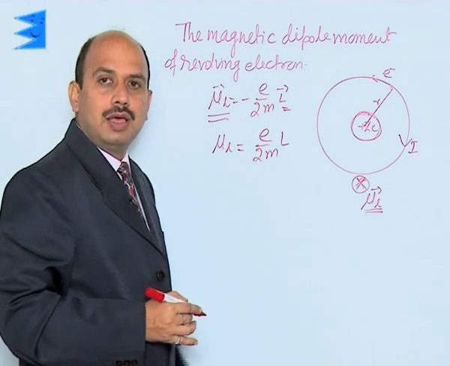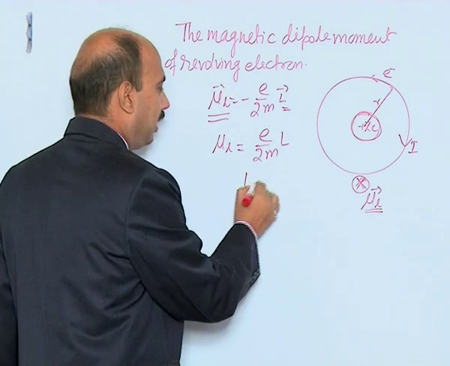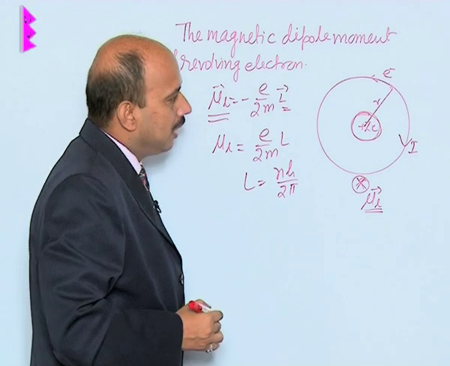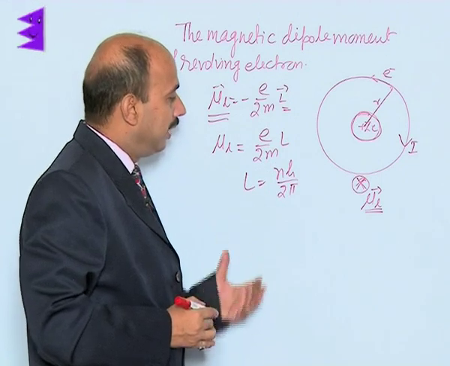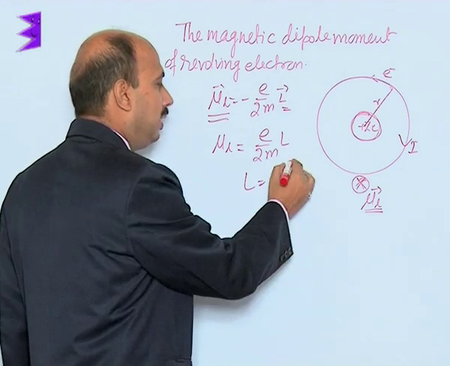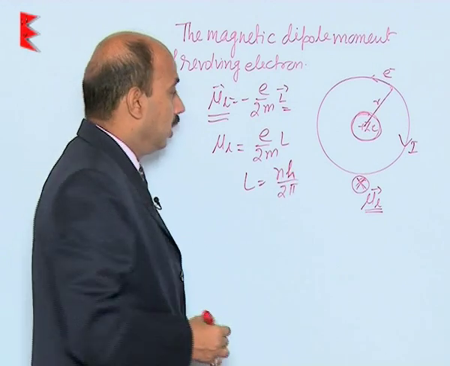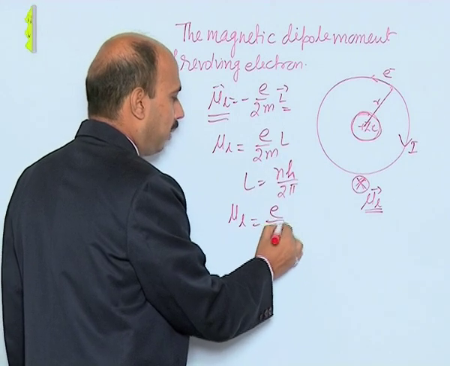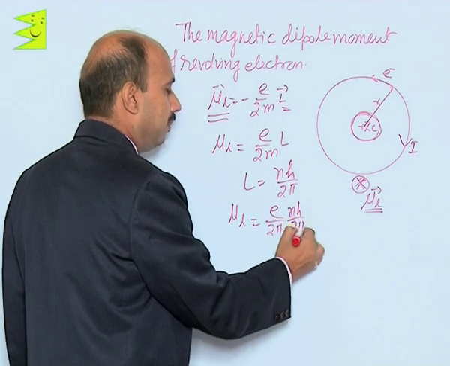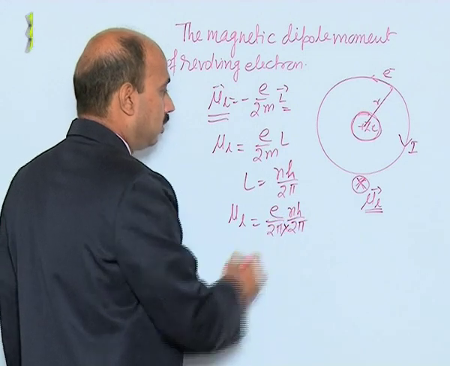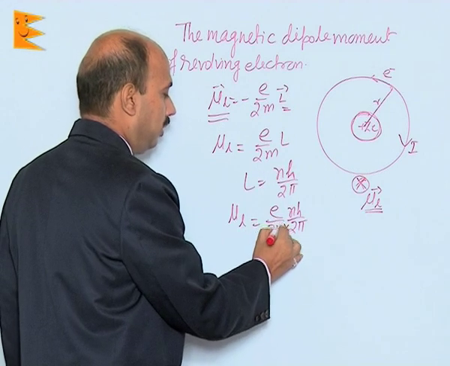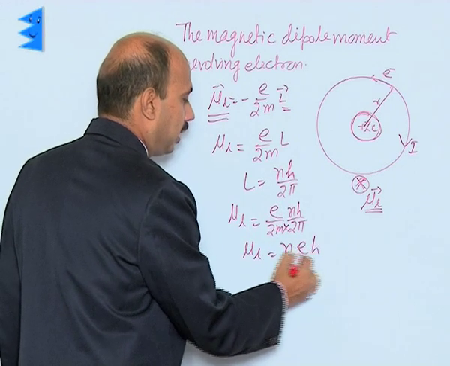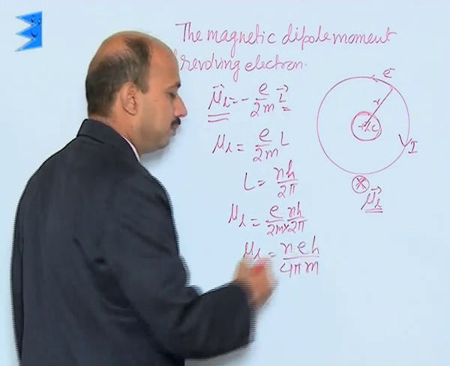According to Bohr's theory, L is equal to n h upon 2 pi. So the angular momentum of the electron in the orbit is an integral multiple of h upon 2 pi, where h is known as Planck's constant. By putting the value of L, we get mu L is equal to E upon 2 m into n h upon 2 pi. So we can write mu L is equal to n E h upon 4 pi m.